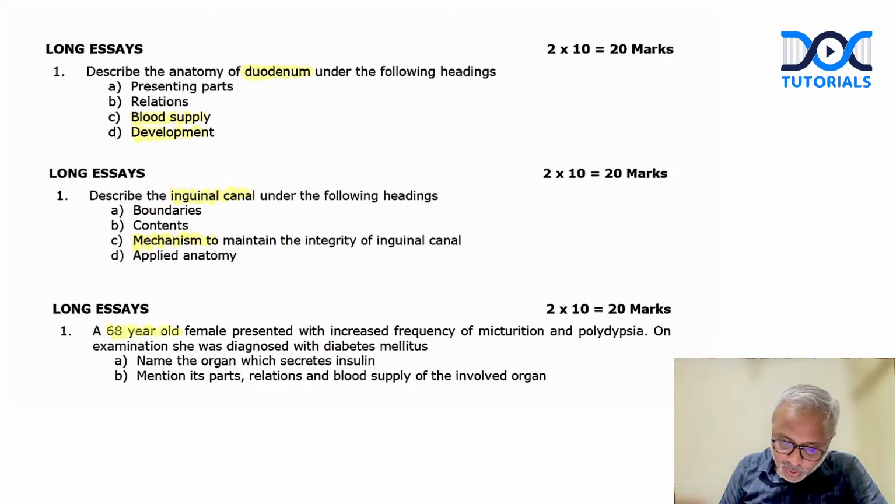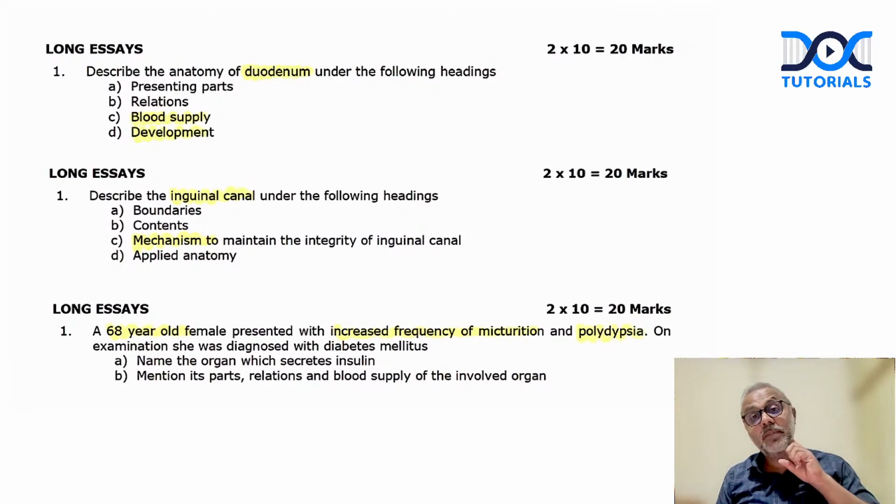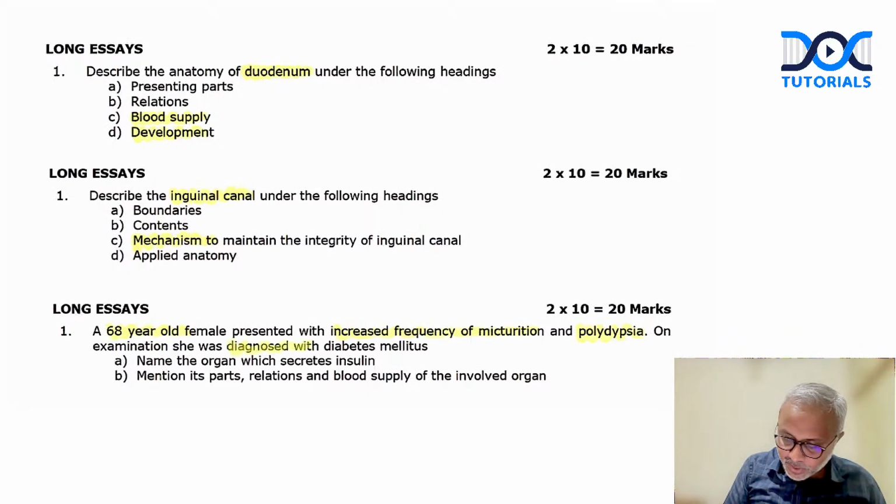Then there is one question here. A 68-year-old female presented with increased frequency of micturition. What do we call it? We usually refer to it as polyuria, right? Then there is polydipsia. What do we mean by polydipsia? Increased thirst, right? Then she was diagnosed with diabetes mellitus.